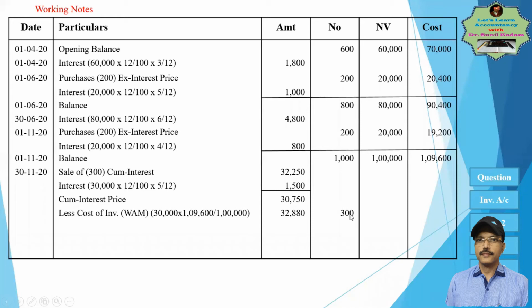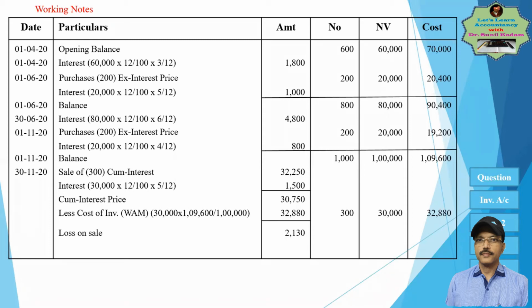So we will deduct from it. We are selling 300 debentures, 30,000 is the nominal value, and its cost is 32,880. Now, when we compare, 32,880 was supposed to be received, but actually 30,750 was received, which means there is a loss. Loss on sale is 2,130. This has to be recorded. So the sale we will record by passing the entry. When you receive it, the entry is passed: Bank account debit. How much is received by you is 32,250.